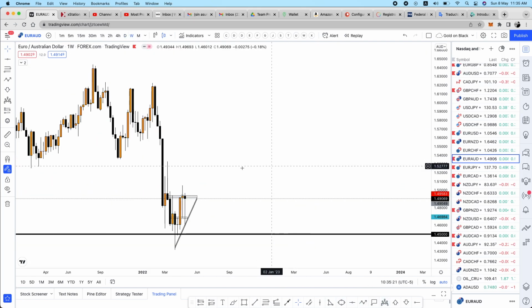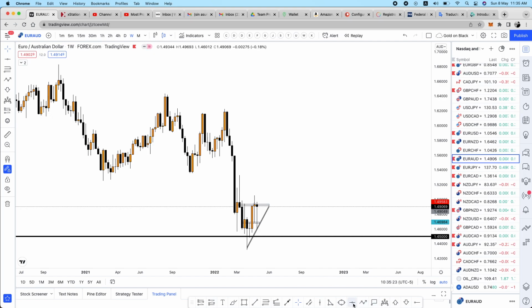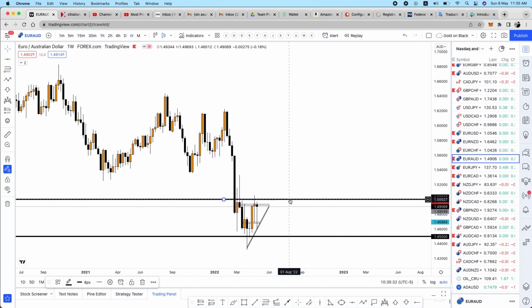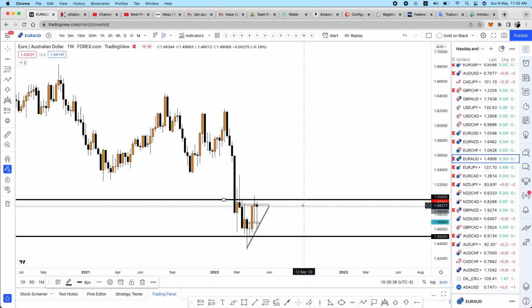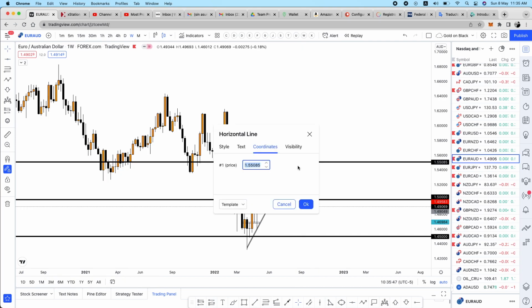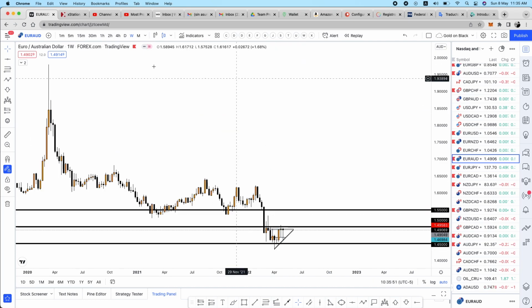Let's go on the weekly. Okay, so looking nice right there, 45. And then maybe 50, about here. Right, and maybe let's go higher. Let's go to the next psychological, 55, about here. All right, so I'm on the weekly.